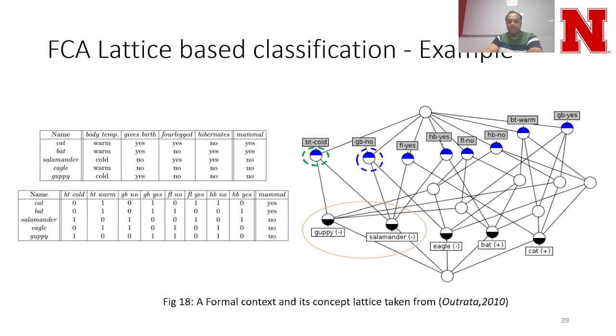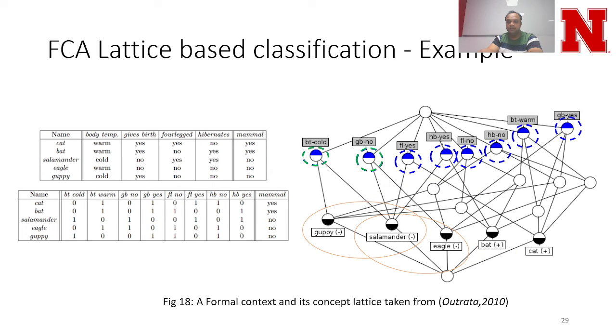Next, if we take GB no, which is gives birth no, and we see the lines from there, we will see that they point to salamander and eagle, which is also good for us because it partitions the set of objects, or it classifies all the negative examples. So we will also include that in our rules. The third one, FLS, which is four-legged S, derives salamander and cat. Salamander is a negative example, whereas cat is a positive example, so this particular concept is not of much use to us. So we'll ignore this and move ahead to the next one, HBS, hibernates S. It also derives both positive and negative examples, so it is of no use to us.